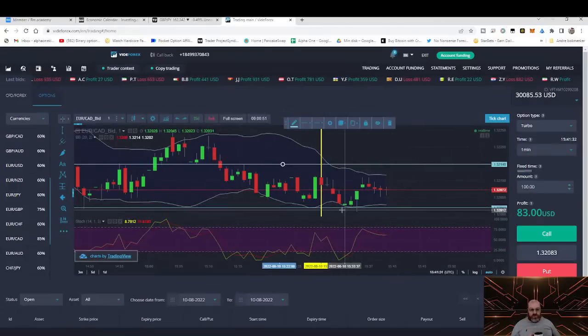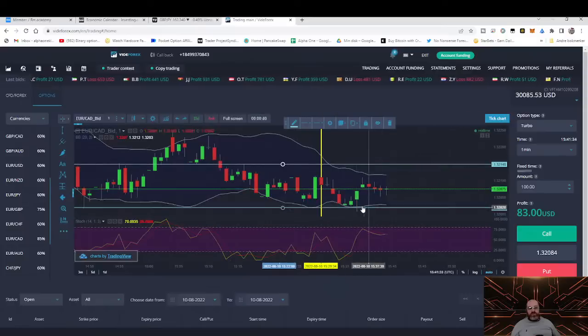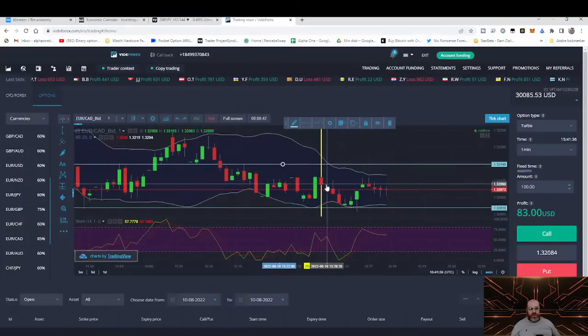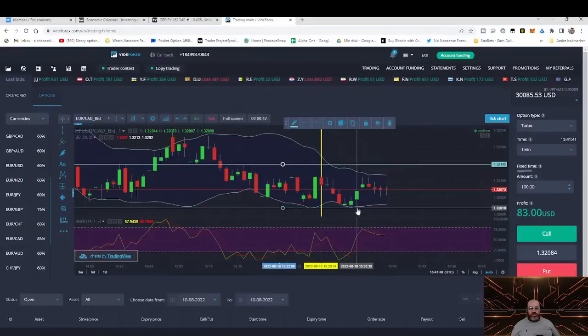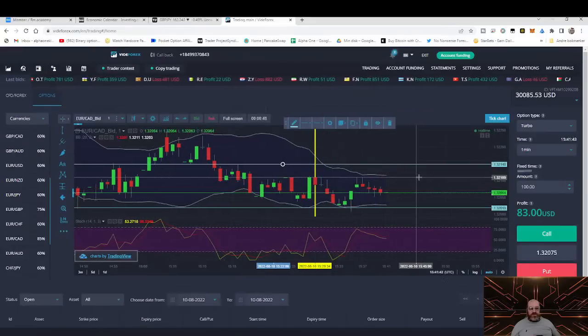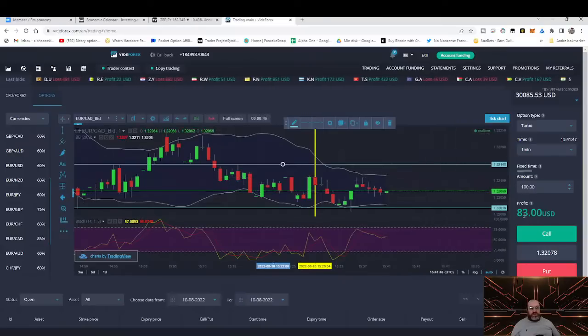So like I said, you see the power of these lines. If you had been sitting from this yellow line I put up here now, we got one trade and one winner, if you had been just looking at a binary option. And as you see, I would have made $83 if I had taken that trade.